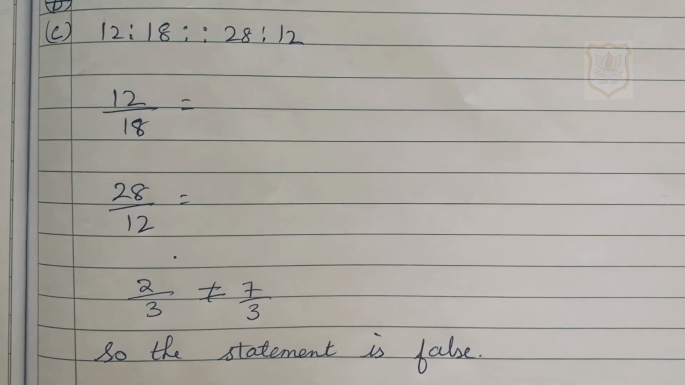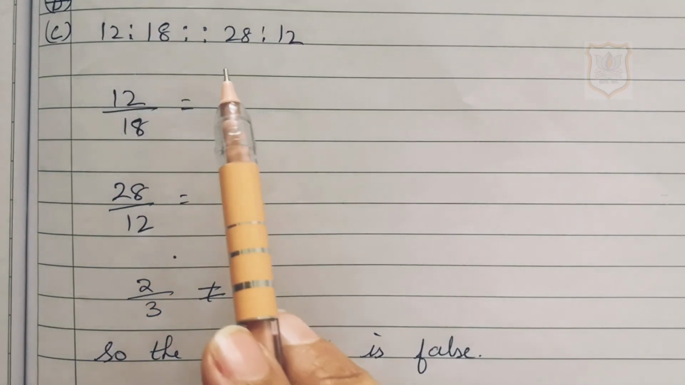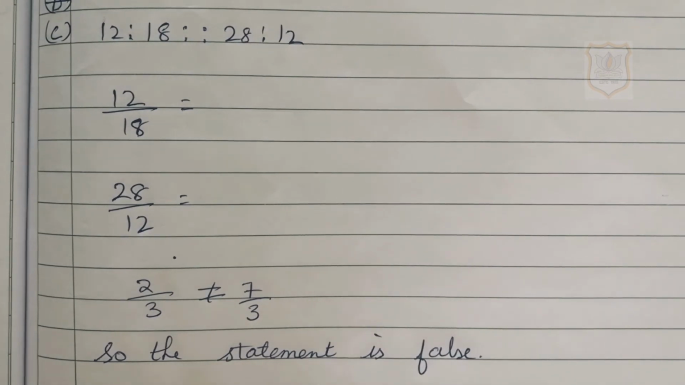Students, try to solve B part of question number 2 by yourself. Now C part of question number 2. 12 ratio 18 is in proportion to 28 ratio 12. We have to state whether this statement is true or false.